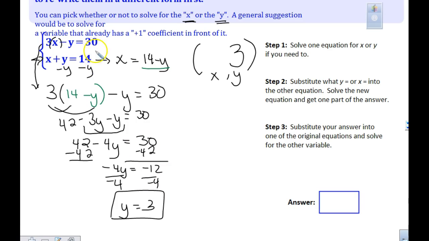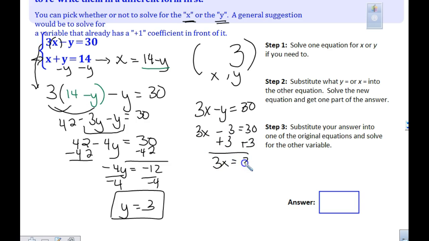Our original equations, which do you think is easier to find x? The top one. So we're going to go with 3x minus y equals 30. I personally think the second one's a little easier, but we're going to go with yours. So we're going to put 3x minus 3 equals 30. So if I'm solving that, Levi, and I need to get 3x by itself, I'd now do what? Add 3 to 30. I get 3x equals 33.